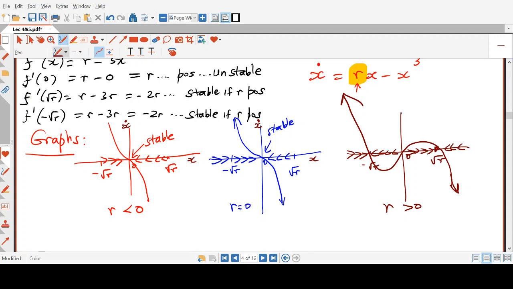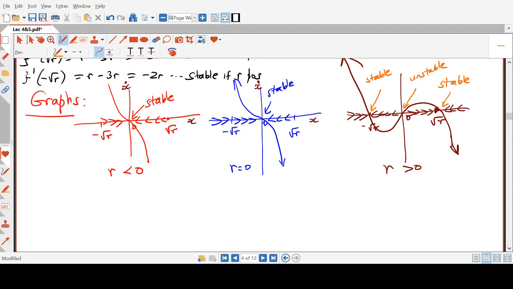Now tell me which are the stable points. This one here, what can you say about that? Stable. This guy at 0, unstable. Things are moving in the opposite direction. And this guy here at root r, stable. So that's the situation if you have different values of r.